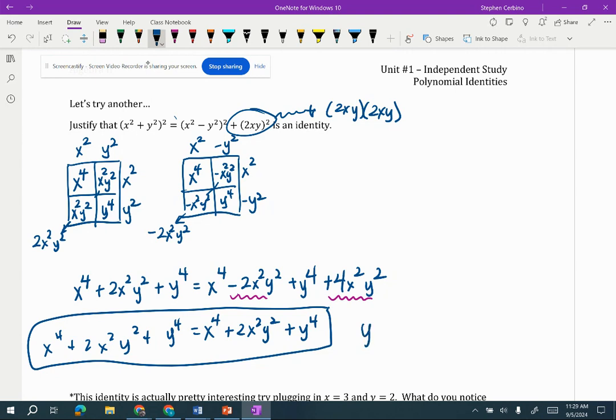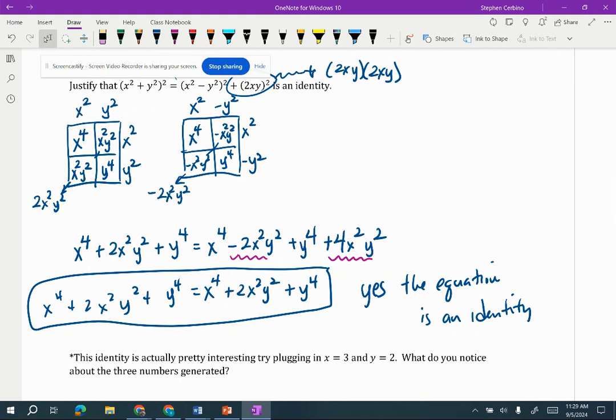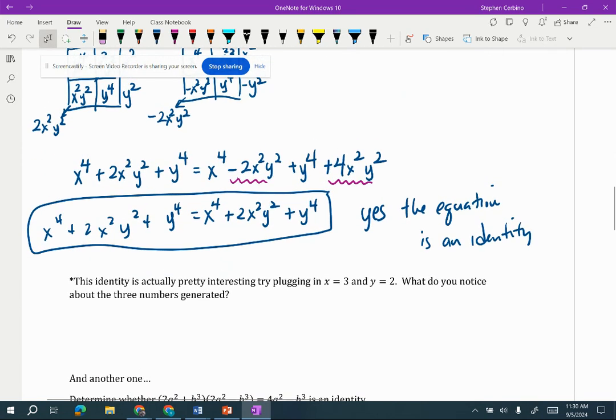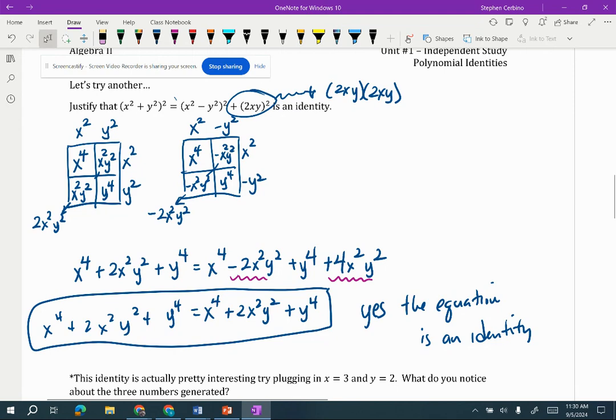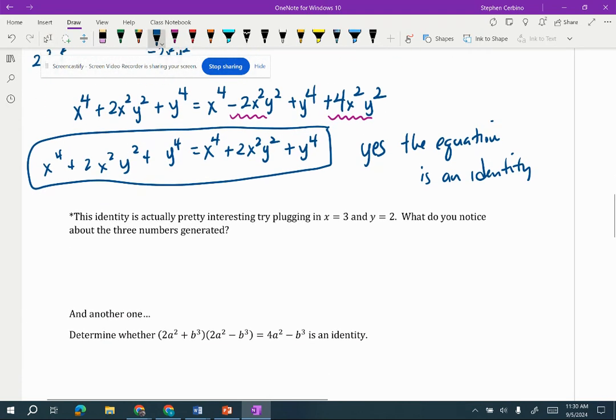So we can say yes, the equation is an identity. Now this identity is kind of a unique one, right? If you plug in values of x and y as numerical numbers, you'll notice something. So go ahead, pause the video for a second, and if you haven't done so yet, try and plug in 3 and 2 into that original expression and see if you notice something.